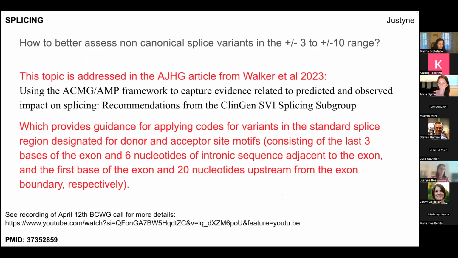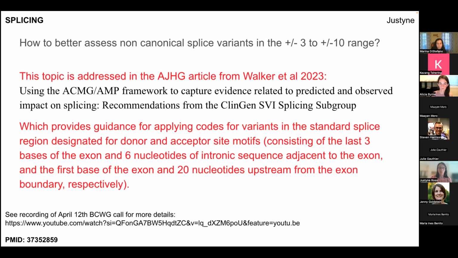So the next question is on splicing and how to better assess non-canonical splice variants in the ±3 to ±10 range. And here I have noted that this topic is addressed in the ACMG article from Walker et al. from this year, entitled Using the ACMG AMP Framework to Capture Evidence Related to Predicted and Observed Impact on Splicing: Recommendations from the ClinGen SVI splicing subgroup.